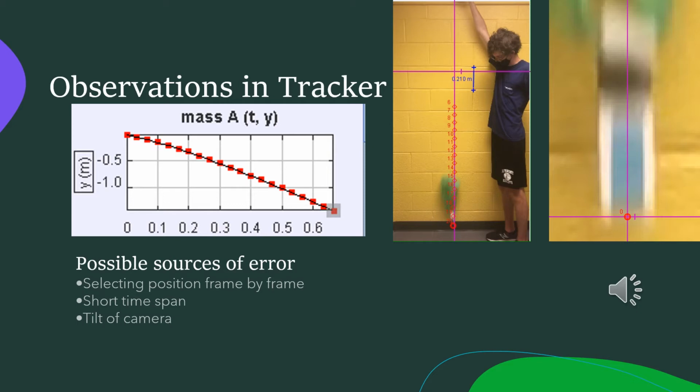Some other possible sources of error are that the time span is short, so I have less data to compare, and the possible tilt of the camera, which would disrupt the scaling, which I calibrated using the height of one brick.